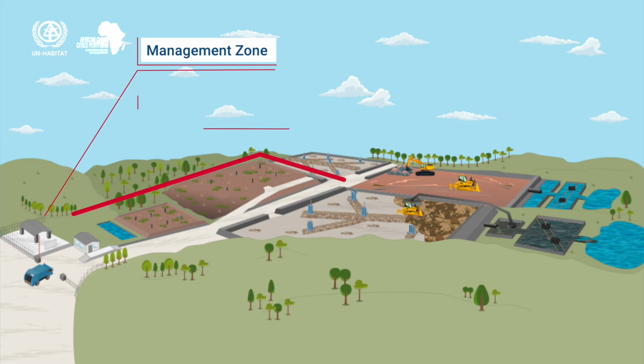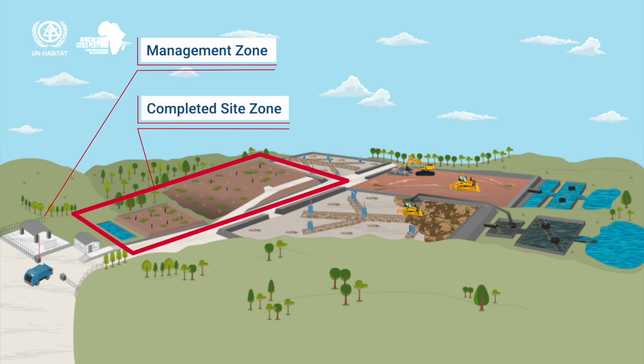The completed site zone is the area that was established and filled first. It's now complete and no longer receiving waste. The waste is now covered and stabilizing. The only evidence of this being a landfill are the vertical gas wells sticking out from the surface and the engineered side slopes. These indicate the presence of waste below.